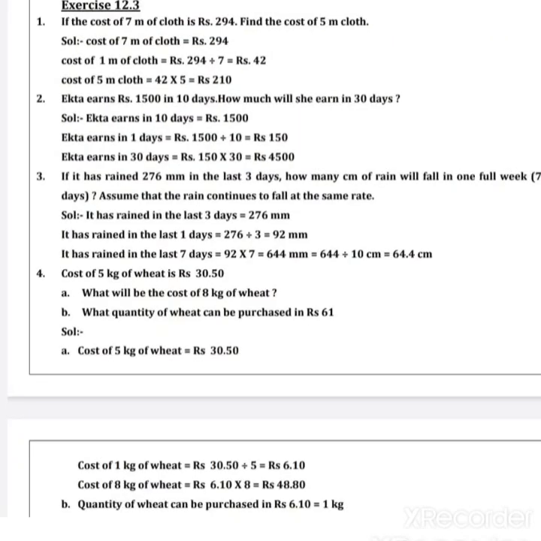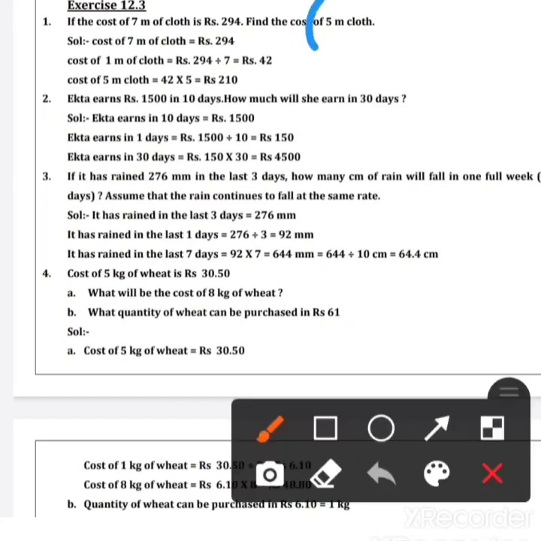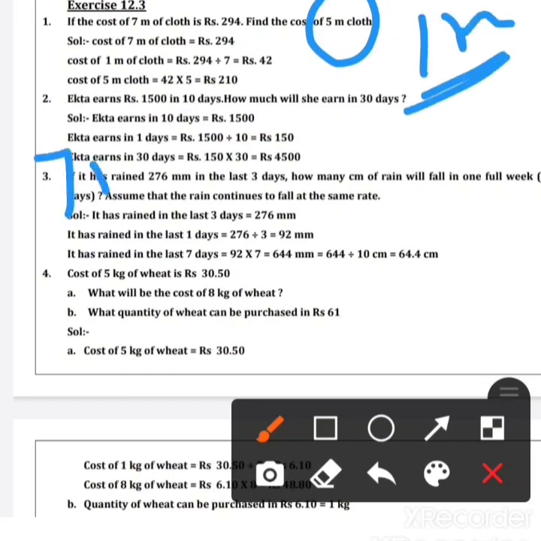Now students, I hope you understand the unitary method. So let us start our exercise 12.3. All of you open your exercise 12.3, question number 1, which is: if the cost of 7 meters of cloth is rupees 294, then what is the cost of 5 meters of cloth? For finding the cost of 5 meters of cloth, first we have to find the cost of 1 meter of cloth. We are given that the cost of 7 meters of cloth is equal to 294.